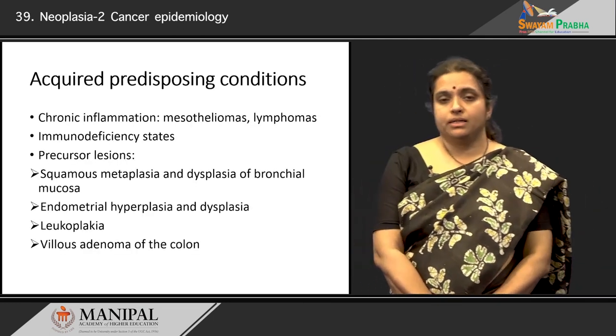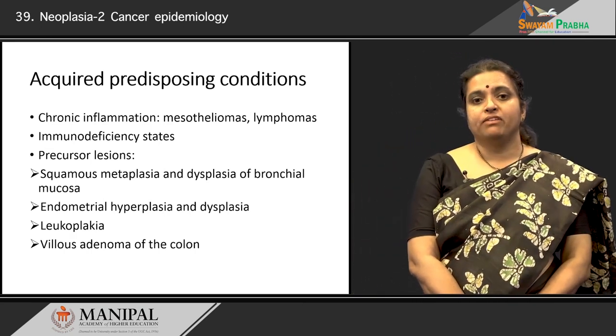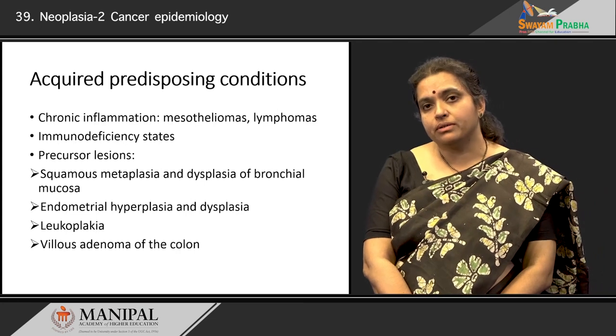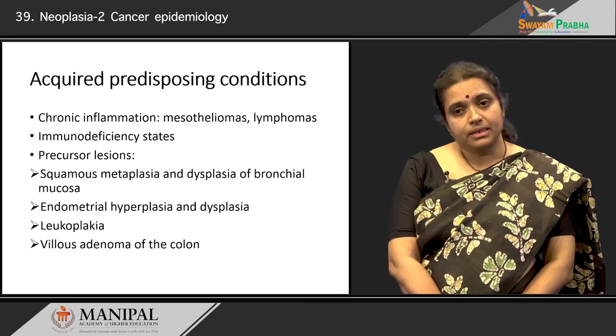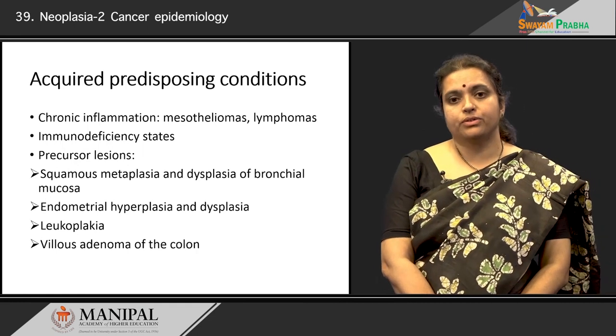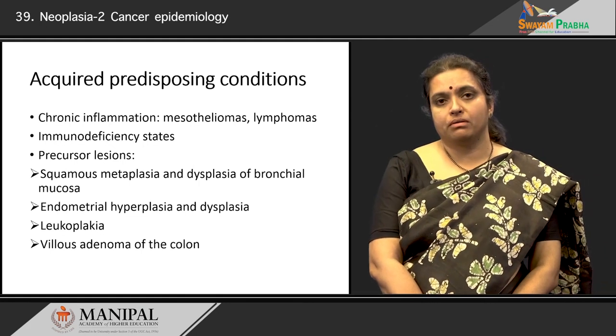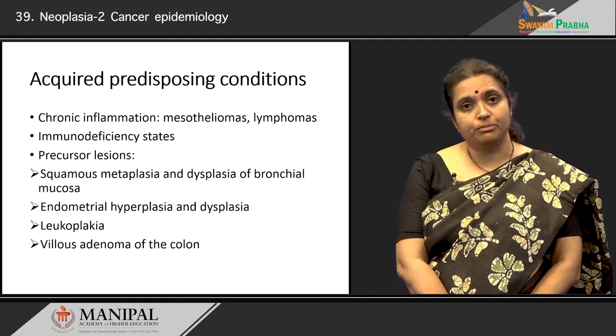Certain acquired predisposing conditions can lead to cancer. For instance, chronic inflammation can lead to certain cancers such as those of the mesothelial lining, what are known as mesotheliomas, and lymphomas can occur in people who have chronic inflammations.